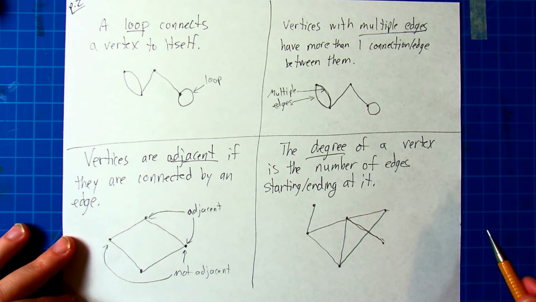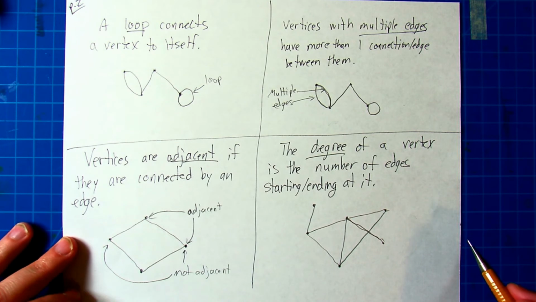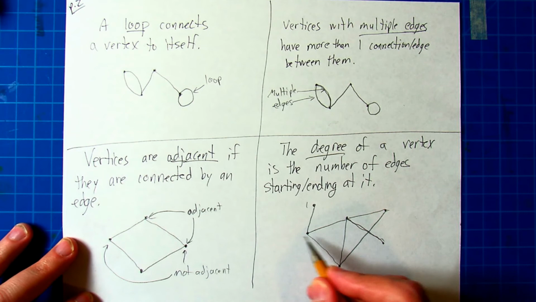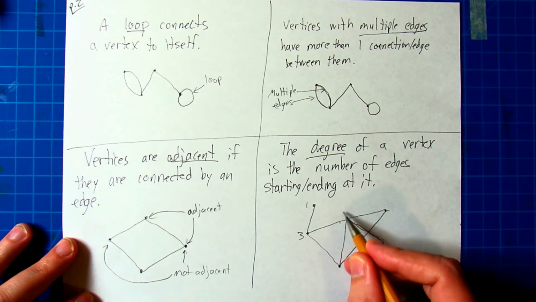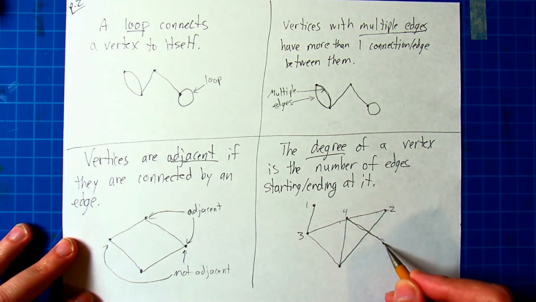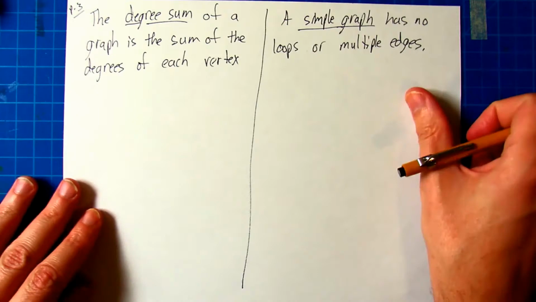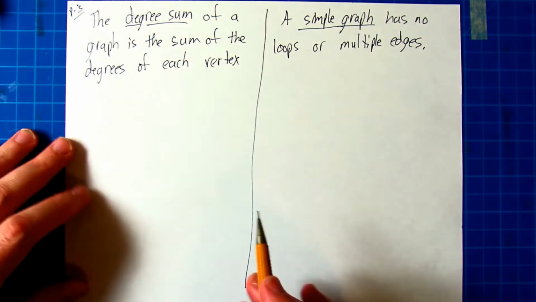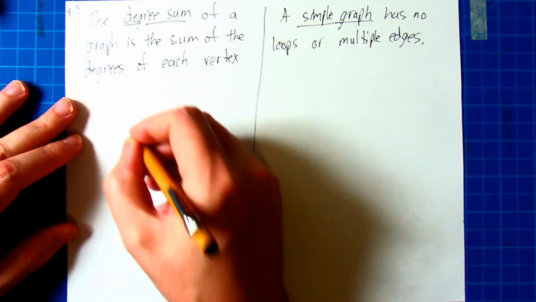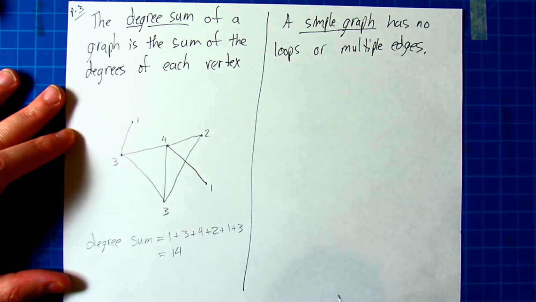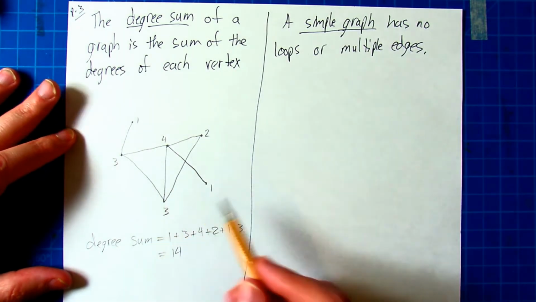And a simple way to go about this is just to write in the number of connections at each vertex. This one only has 1. This one has 1, 2, 3, 1, 2, 3, 4, 1, 2, just 1, and 1, 2, 3 again, just like that. The degree sum of a graph is the sum of degrees of each vertex. So if I draw that same picture again, the degree sum is 14, which I get just by adding all of these up.